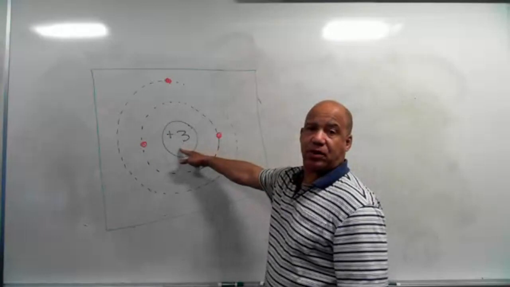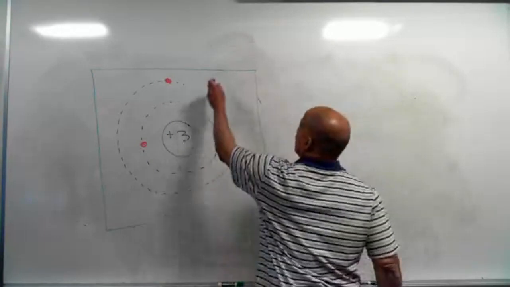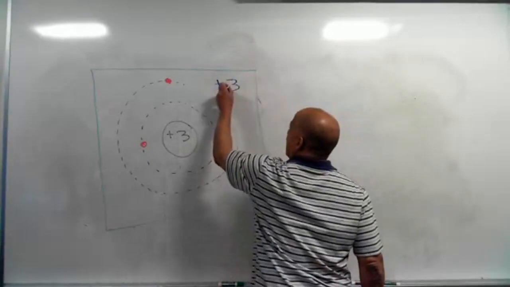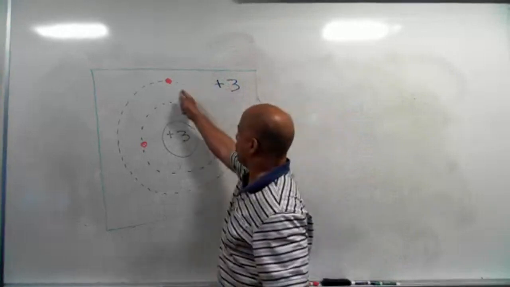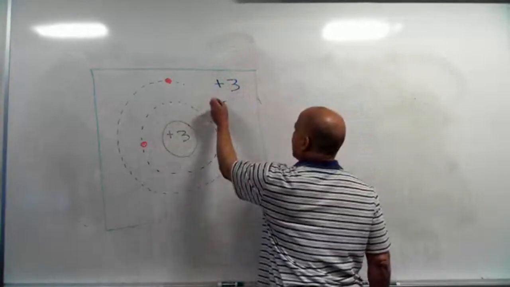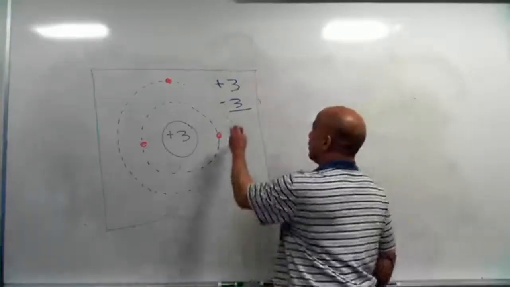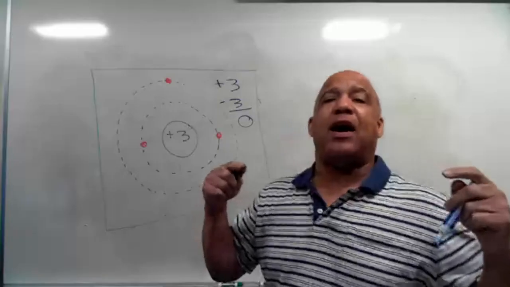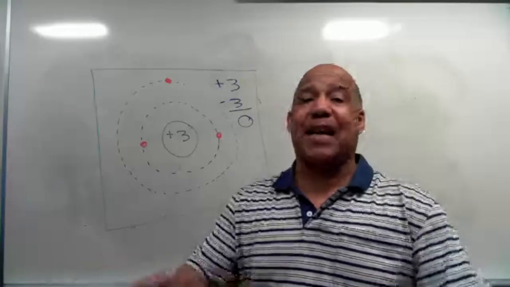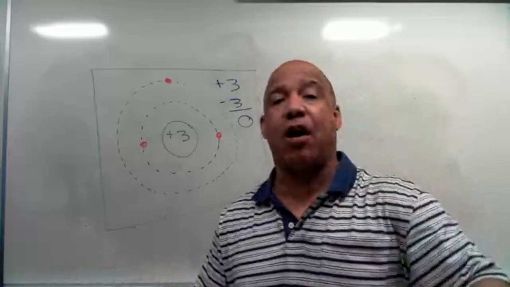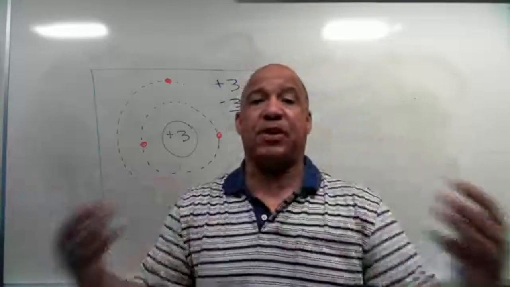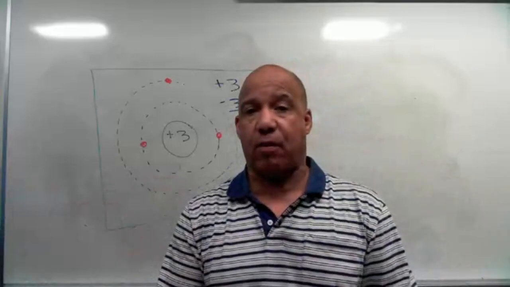I have 3 positive charges in the box. And I have 1, 2, 3 negative charges in the box. So my net charge, my total charge in the box, is 0. A net charge of 0 doesn't mean I don't have things in the box that have charge. It just means they add up to 0. So the net charge is 0.